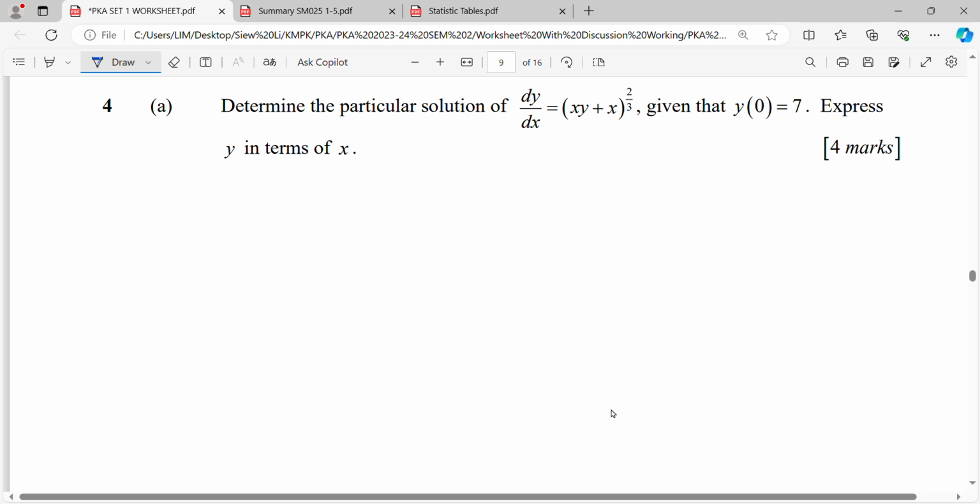Okay, so look at this question. Determine the particular solution of this DE, given that y(0) equals 7, meaning x = 0, y = 7. Express y in terms of x, which means find your particular solution.